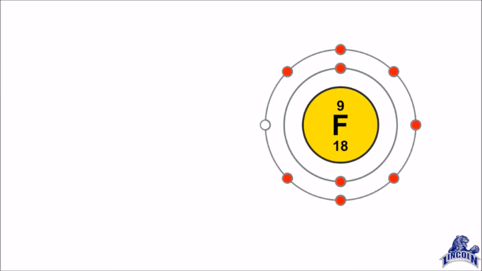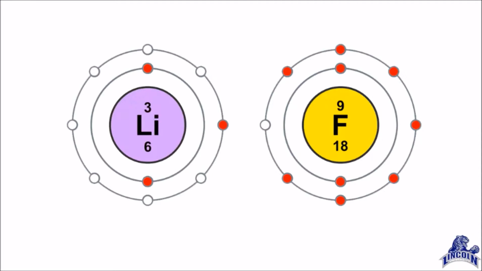Now in walks the new kid, which we'll call lithium. And lithium is new to the card collecting scene because he only has his first set that is full. But he does have a single card to start a second set, which just so happens to be the card that fluorine needs. Now lithium wants to be friends with fluorine, so he gives him that single card so that his set is full.